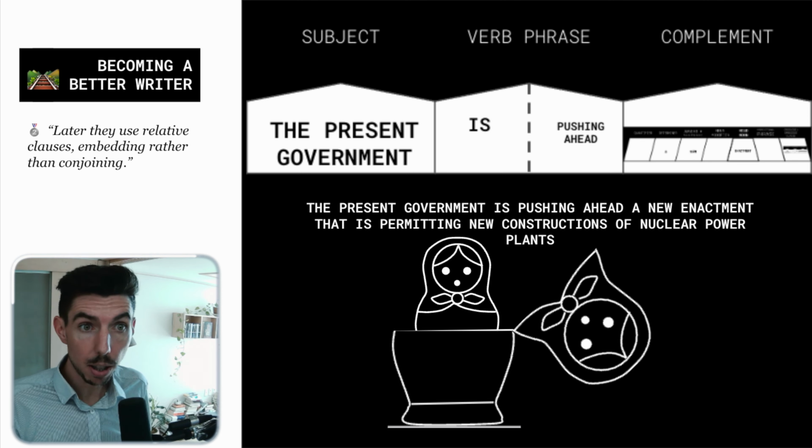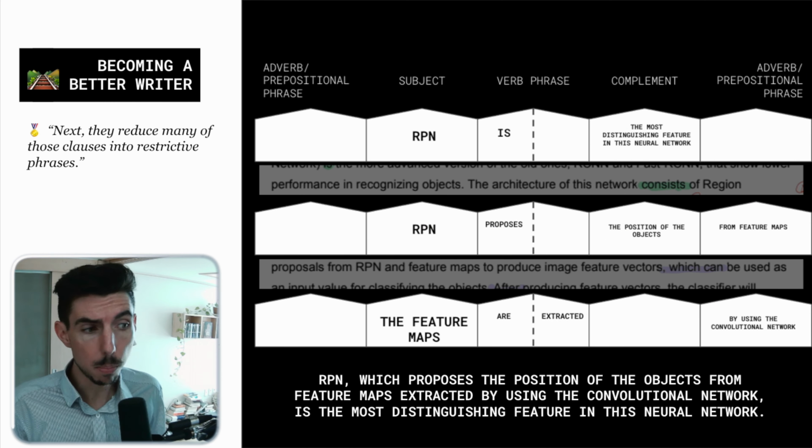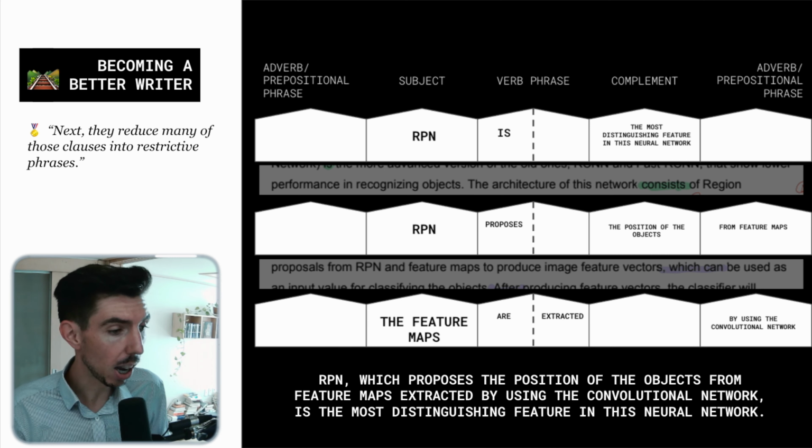Here's another example of the higher levels where we actually see reductions. So this sentence at the bottom here, I'll read it for you. It says, RPN, which proposes the position of the objects from feature maps extracted by using the convolutional network, is the most distinguishing feature in this neural network.